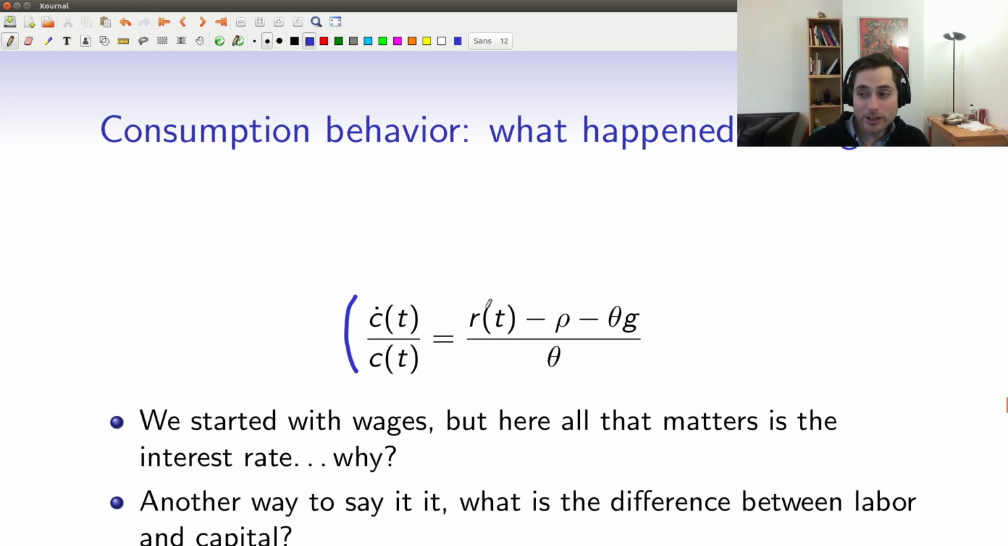But the household does react to changes in the rental rate of capital because it's deciding how much to consume and how much to save, okay? So I don't want to say it's not sensitive to changes in the wage, it's just that it takes wages as given.